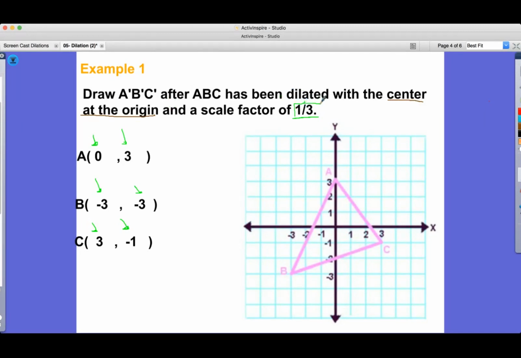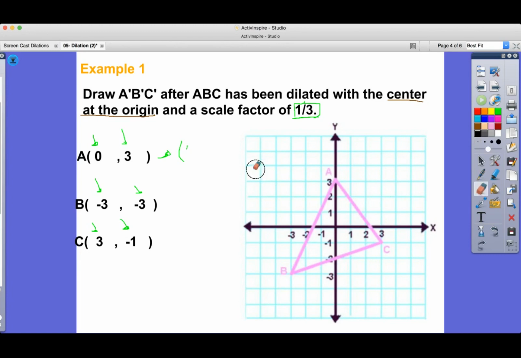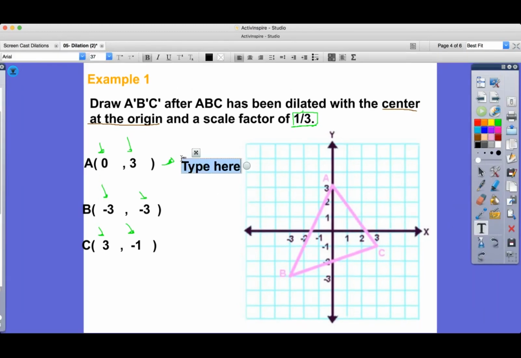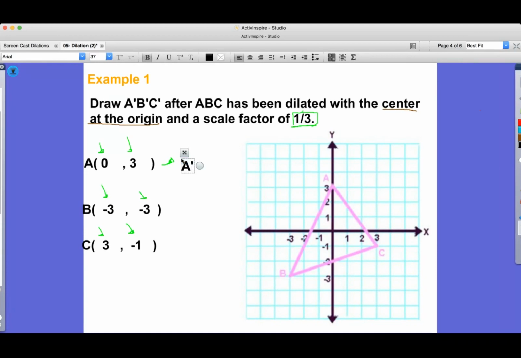Now you can use Desmos's graphing calculator if you'd like, or you can just do this with your mental math skills. So 0 times 1/3, that's going to be 0. And here, let me write this down instead, it's going to look much cleaner. So here we have A prime, and A prime is now going to be 0 times 1/3 is 0, and 3 times 1/3 is 1. So A prime is 0, 1.